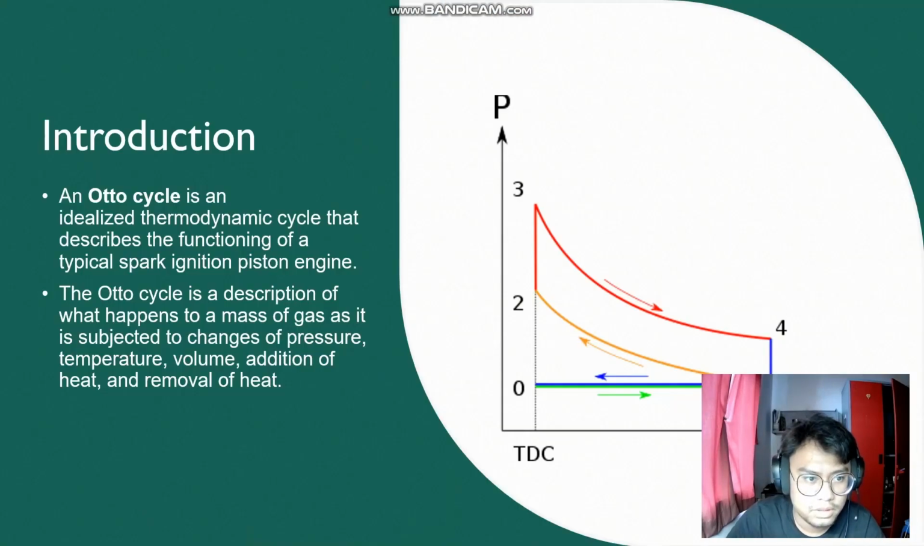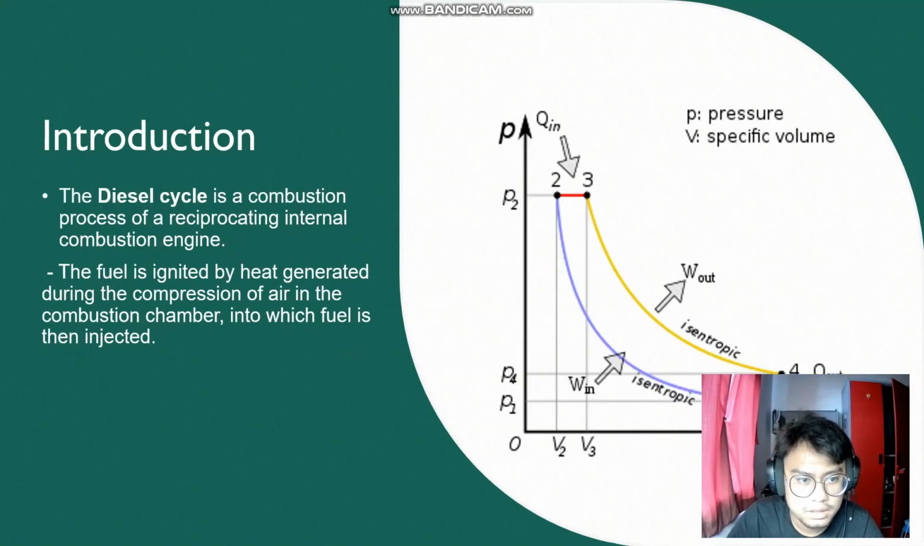Today I'm going to explain about Otto cycle basic and diesel cycle basic. First we go to introduction. An Otto cycle is an idealized thermodynamic cycle that describes the functioning of a typical spark ignition piston engine, while the diesel cycle is a combustion process of a reciprocating internal combustion engine.